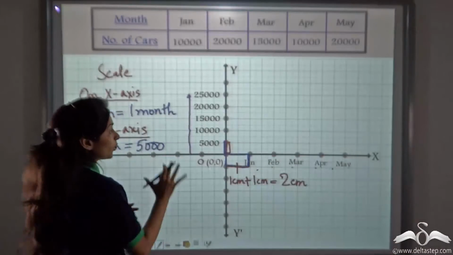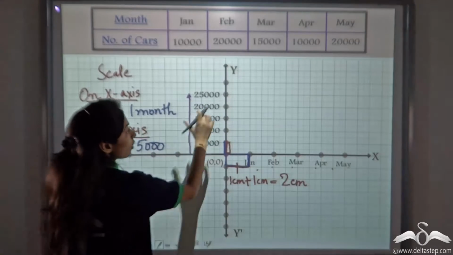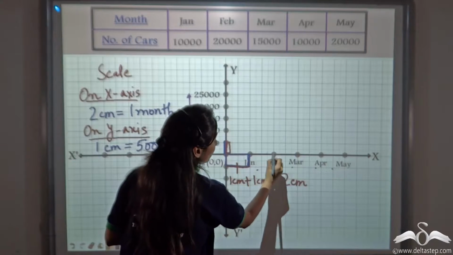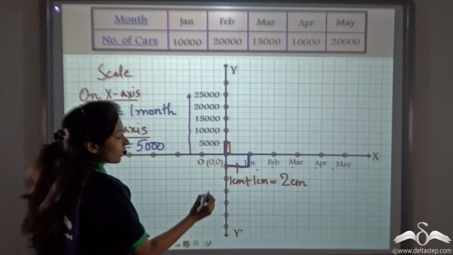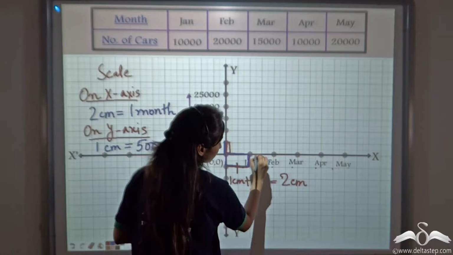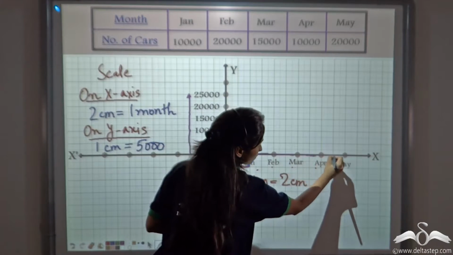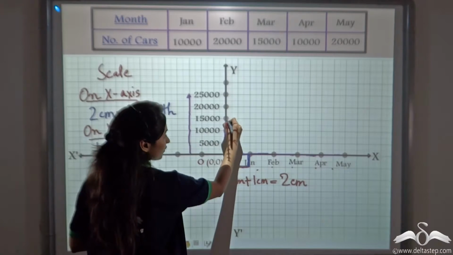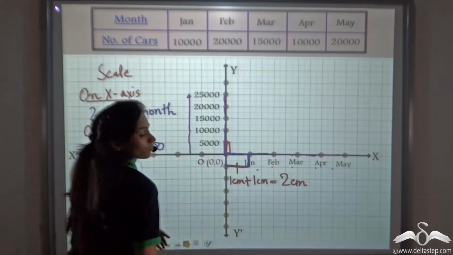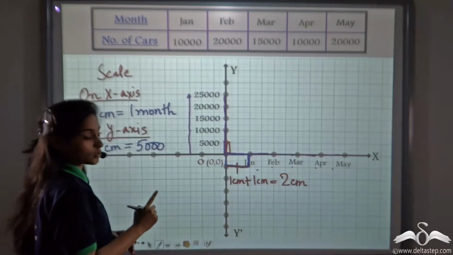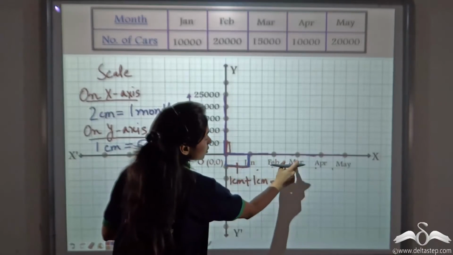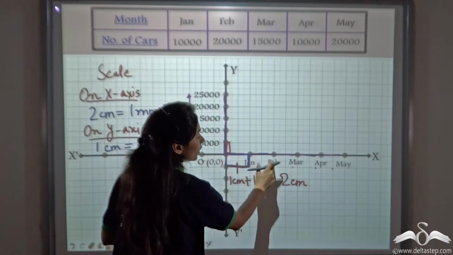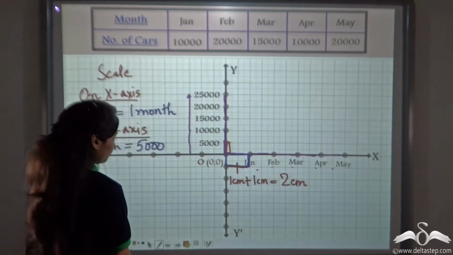You should be careful when you are doing the scaling, because on the y-axis as well as on the x-axis, the boxes need to be equidistant. Like here, 2 centimeter is shown as 1 month in all the cases, and here 1 centimeter is shown as 5,000 in all the cases. So remember, when we do scaling, all the numbers, or alphabets, or whatever units you are taking, should be equidistant from each other.